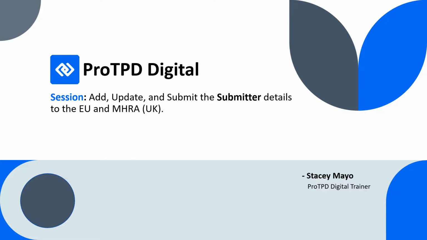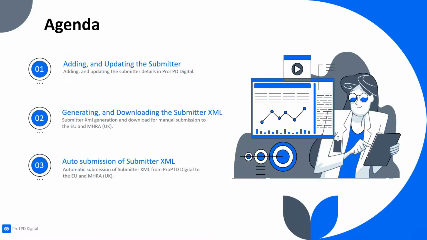In this session, we are going to learn how to add, update, and submit the submitter details to the EU and MHRA, UK, from ProTPD Digital. The agenda for this session: adding and updating the submitter details, generating and downloading the submitter XML for manual submission, automatic submission of submitter XML from ProTPD Digital to the EU and MHRA, UK.